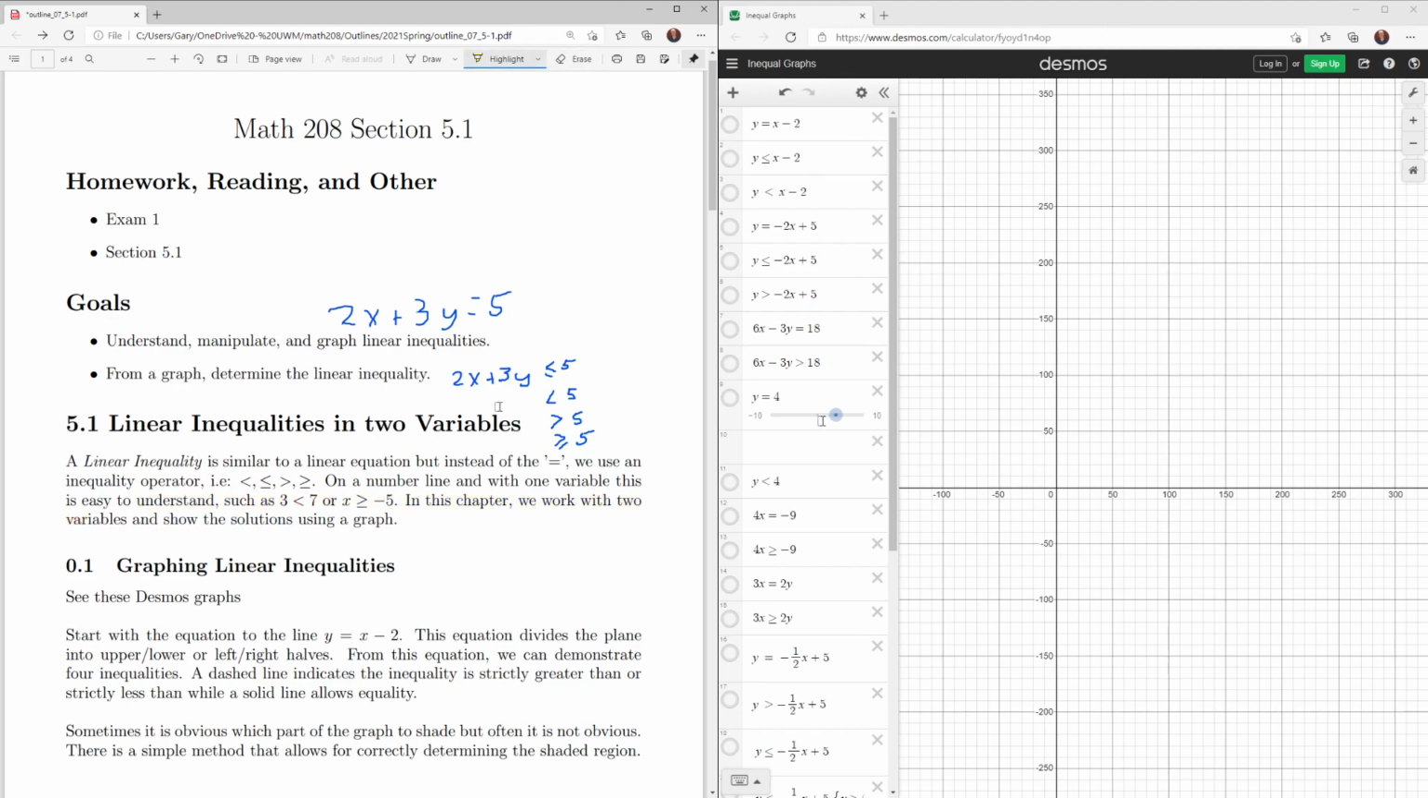Anyways, how do we go about graphing linear inequalities? Well, I'm going to take a look at the Desmos graph, which I have on the other side of the screen. And we're going to start with the equation of the line y equals x minus 1. So we're accustomed to seeing this sort of a graph. So we have a line. However, when we're doing an inequality, we're dividing the graph into two portions, an upper portion and a lower portion. So an upper left and a lower right.